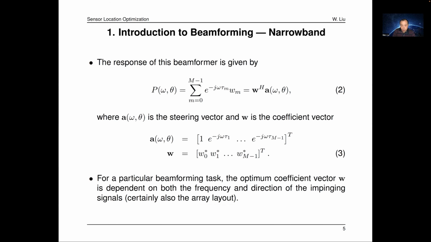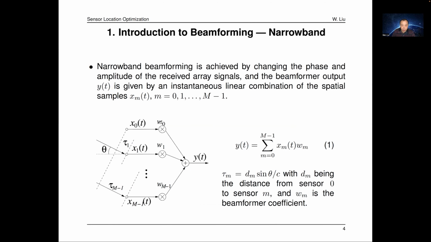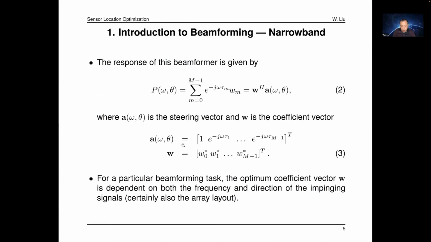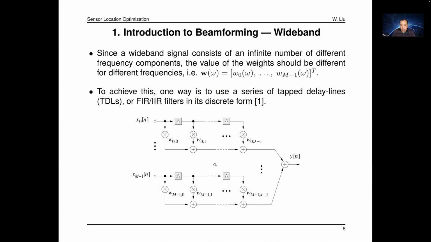As a result, in this narrowband structure, this W0 will be replaced by a frequency dependent response, that is, replaced by this FIR or IIR filter. So you have this new wideband beamforming structure. You have X0[n], so you sample the signal in discrete form: X0[n], X1[n], and so on. This is the delay, basically a sampling period. At each delay, you have a coefficient, W0, W1, and so on. You have in total big J of them. So we call this an FIR filter.